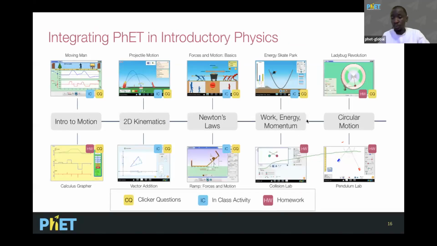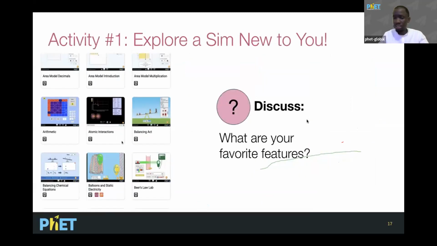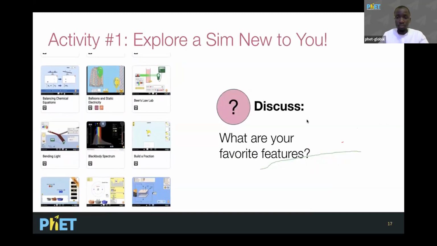Like I said, multiple scenes in combination can lead down different ways, and you can start with just a very base one, intro to motion, and then move down that path based on the scaffold or the level of your learners or what you want them to learn.